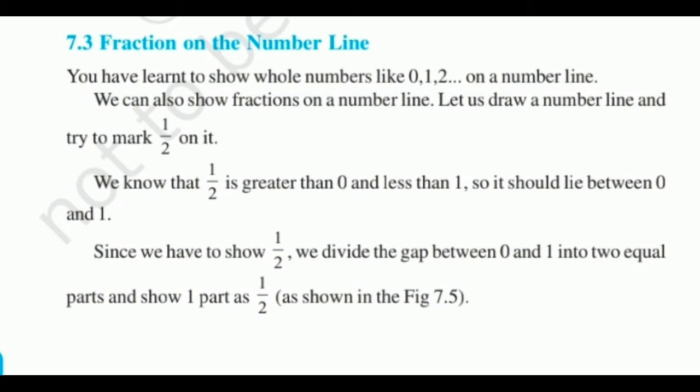Fraction on the number line. You have learned to show whole numbers like 0, 1, 2 on a number line. We can also show fractions on a number line. Let us draw a number line and try to mark 1 by 2 on it. We know that 1 by 2 is greater than 0 and less than 1, so it should lie between 0 and 1. Since we have to show 1 by 2, we divide the gap between 0 and 1 into two equal parts, and so one part is half, which is shown in figure 7.5.